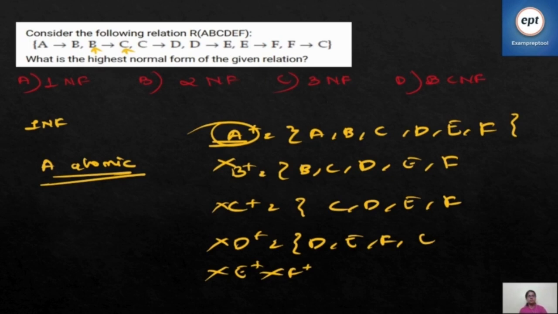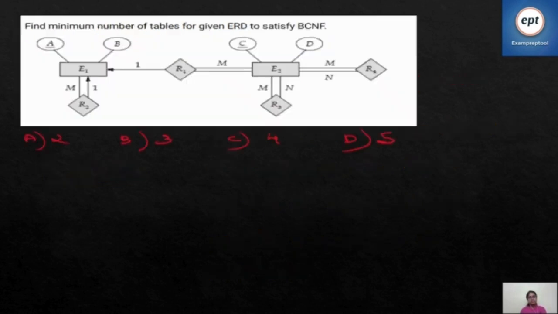And if it is not in 3NF, there is no point in checking whether it is in BCNF or not. So clearly we can say that option B is correct. It will be in second normal form only. Okay, let's go for the next question.